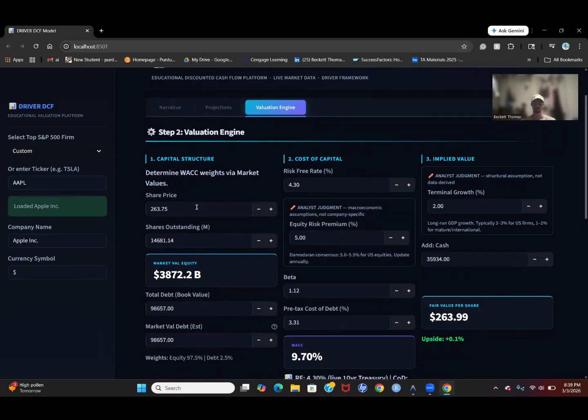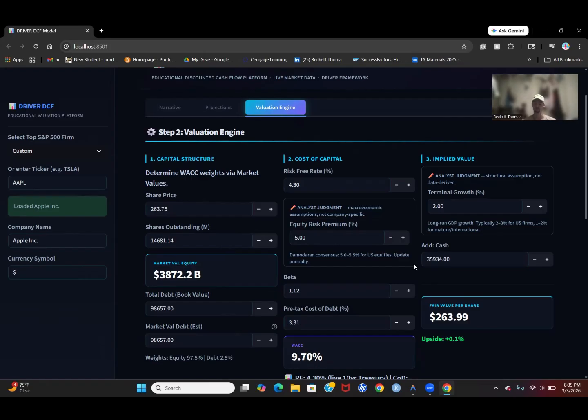The cost of capital. This is our weighted average cost of capital build. We start with the live 10-year treasury yield as our risk-free rate. The app fetches this automatically. Then we add the equity risk premium. I'm using 5%, which is the consensus for US equities, multiplied by Apple's beta. That gives us our cost of equity. We add the after-tax cost of debt weighted by the capital structure, and we get our weighted average cost of capital at 9.7%.